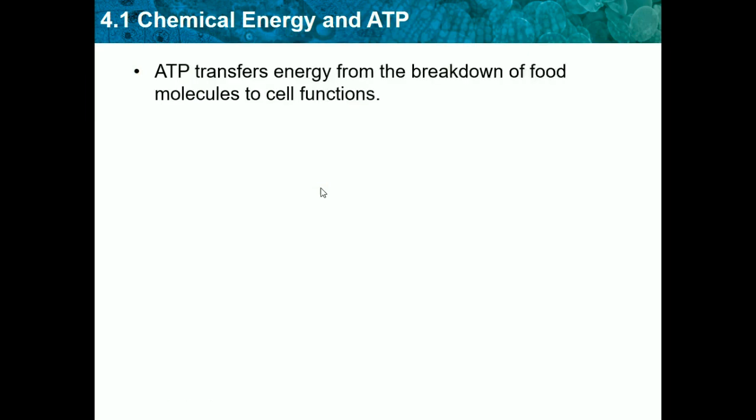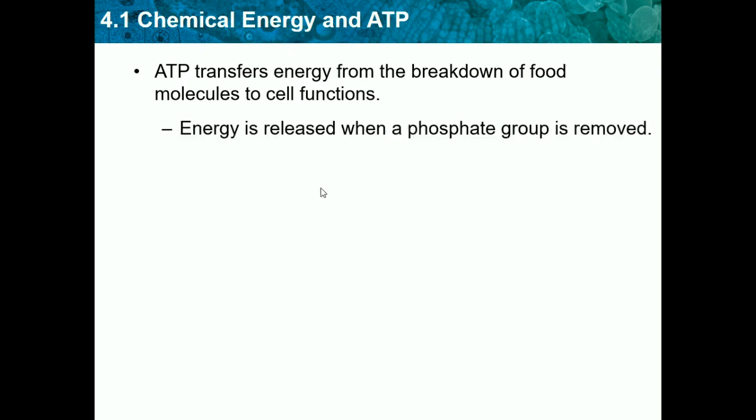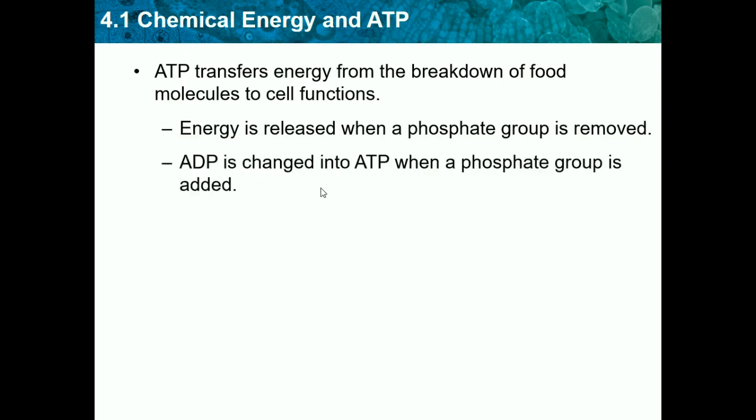ATP transfers energy from the breakdown of food molecules to cell function. Basically, cells break down simple sugars to create ATP, which is essentially energy for the cell. Energy is released when a phosphate group is removed. ADP is changed into ATP when a phosphate group is added.